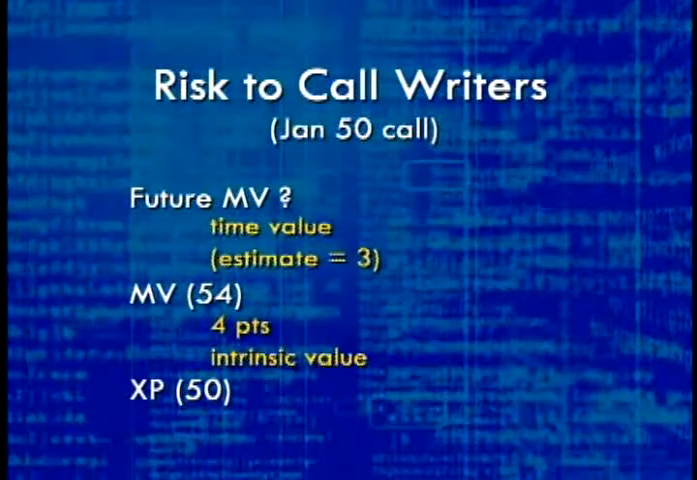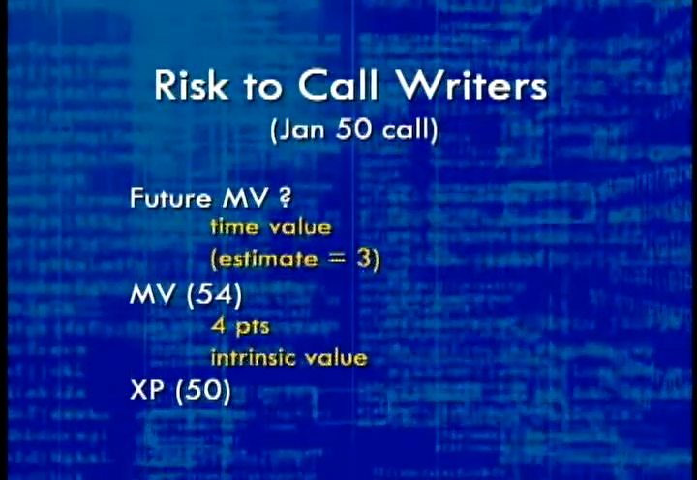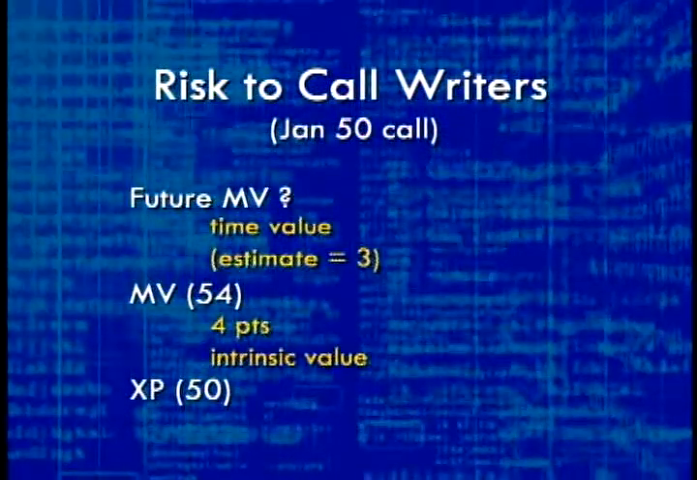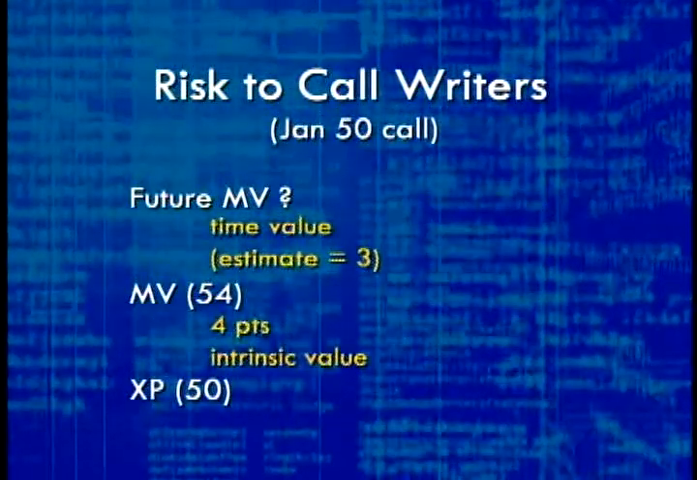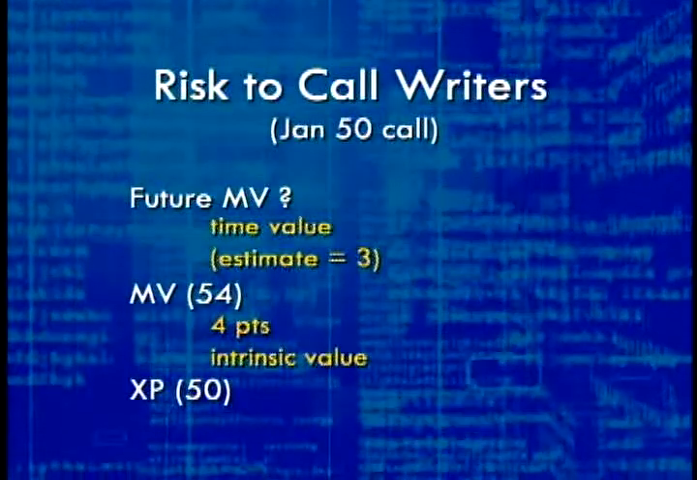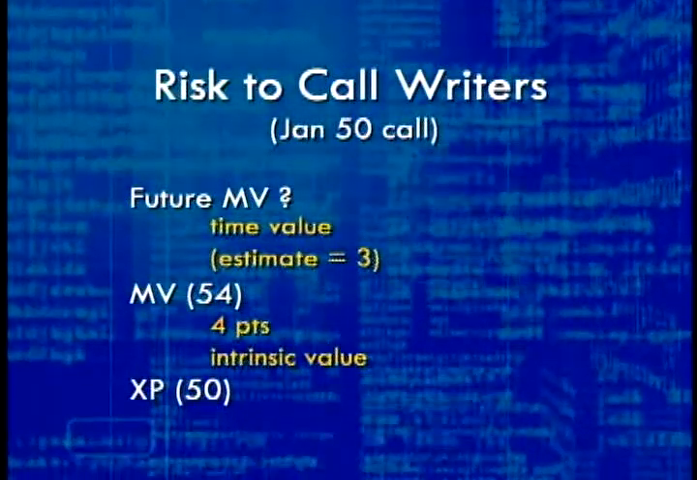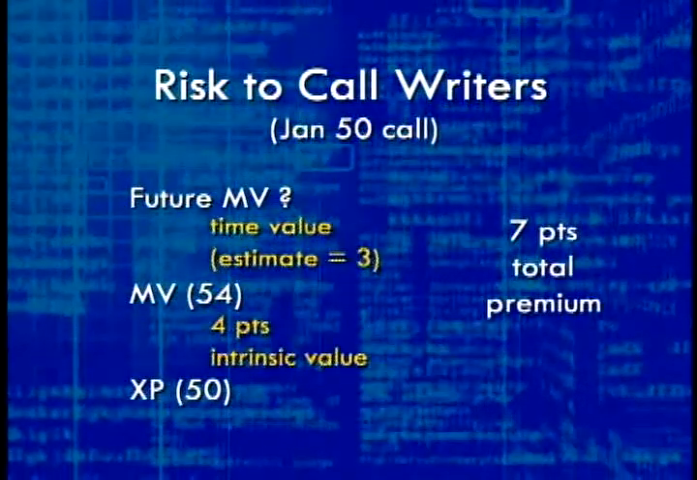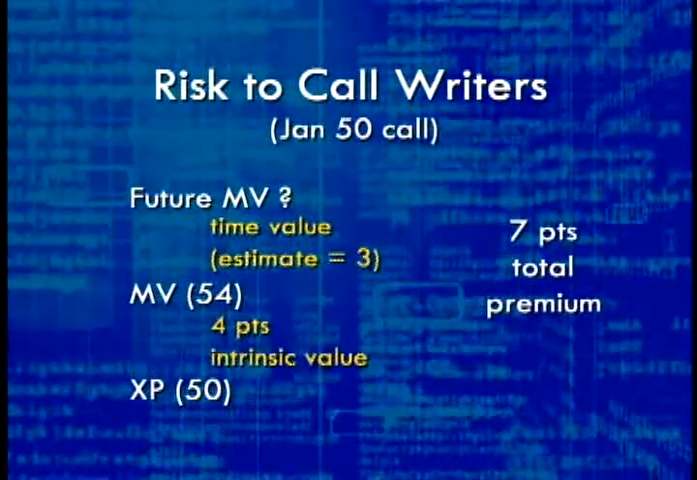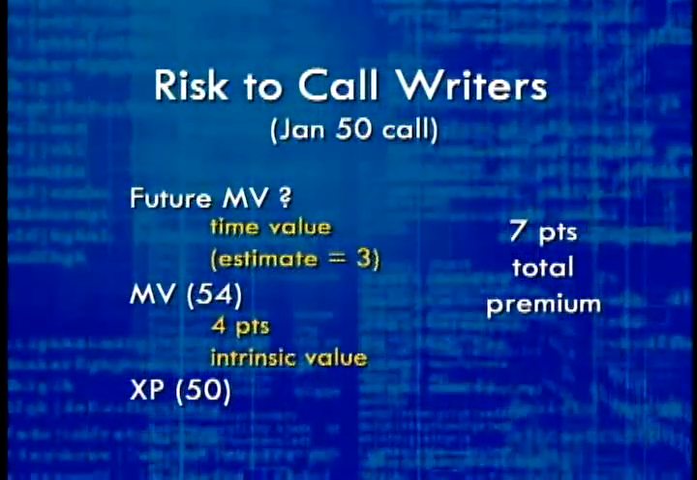extra risk might be. The writer would consider things like the amount of time left till expiration, the volatility of the stock. Now, let's assume that the writer estimates that this additional risk is 3 points. Again, here we're just estimating that for our example. So the writer should therefore demand a total premium of 7 points, or $700.